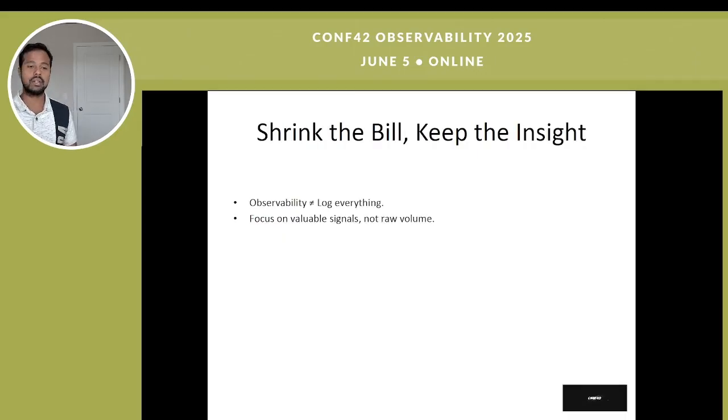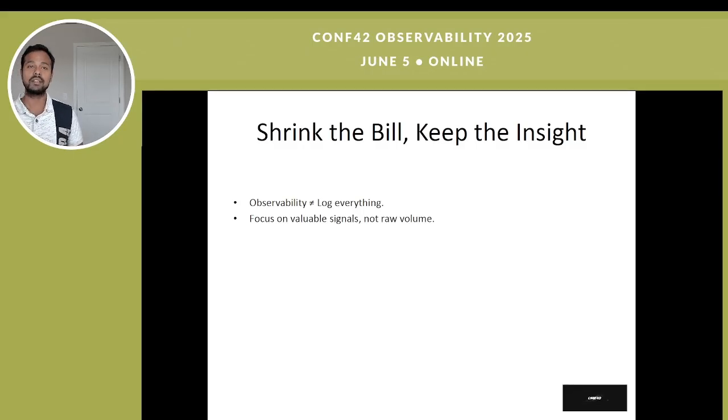Like I mentioned, it's important to understand that observability doesn't mean logging everything. Instead, we focus on capturing valuable signals that provide insights into system performance. By prioritizing quality over quantity, we can keep the cost manageable while also gaining the insights necessary to maintain operational excellence. Once again, focus on the valuable signals, not the raw volume of data collected. Just because I collect a lot of data doesn't mean I have all the insights that I will need.